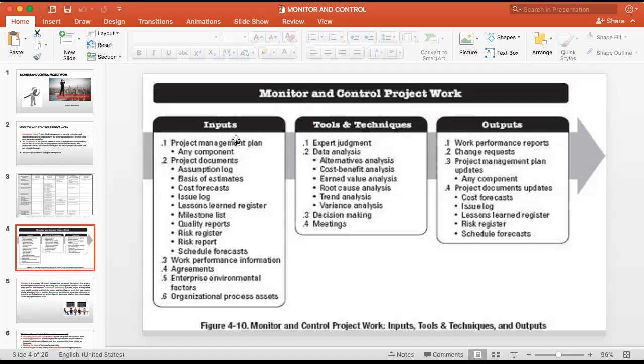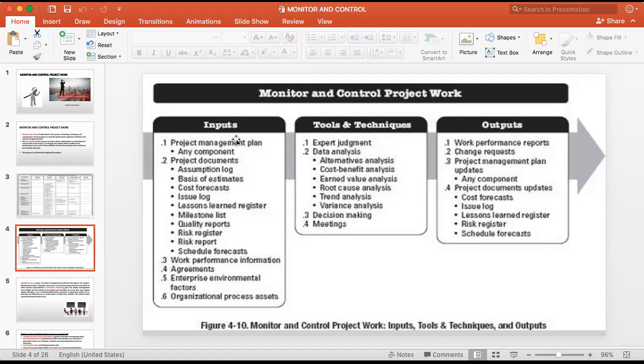process, because the project management plan is an important part in this controlling process. There should be something, a base, to compare your actual work. So your project management plan, you are going to take it as an input to this process.